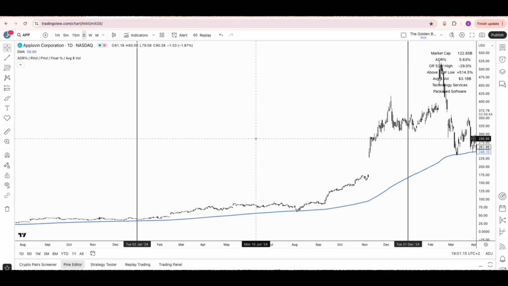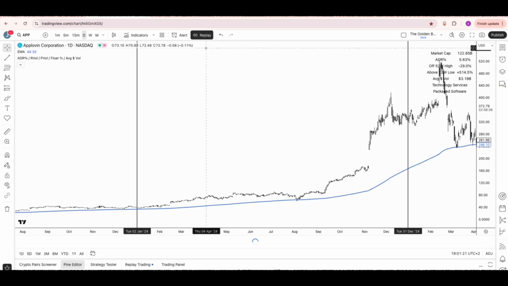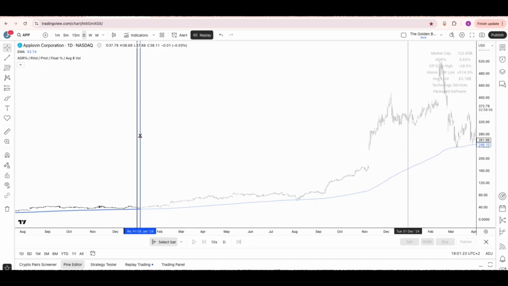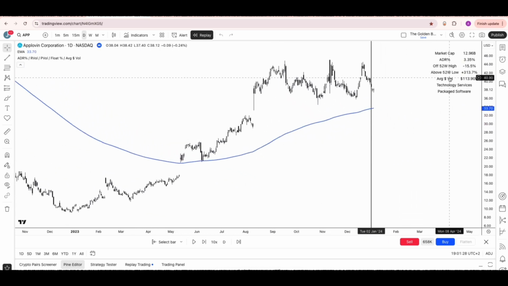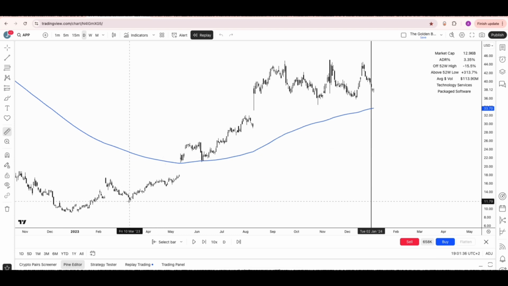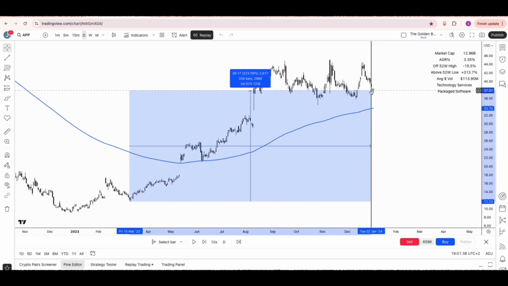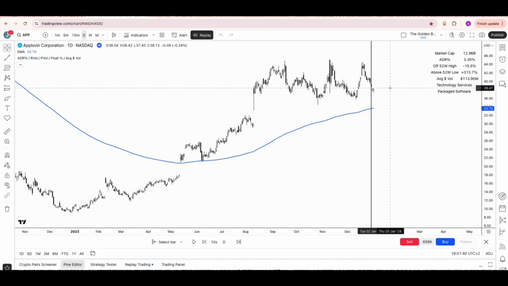Now we'll take a look into the stock AppLovin, which was also a very big winner in 2024. So let's go ahead and go to the beginning of 2024. And as you can see, the stock at this particular point was up 314% from the 52-week low. So it's up over 300% from this point, and so this is a very valid stock that we can go ahead and trade.